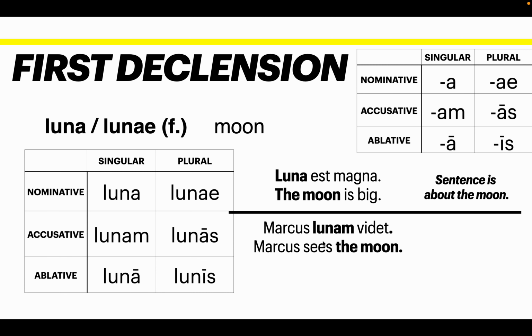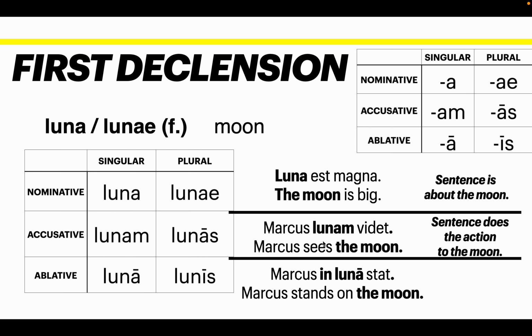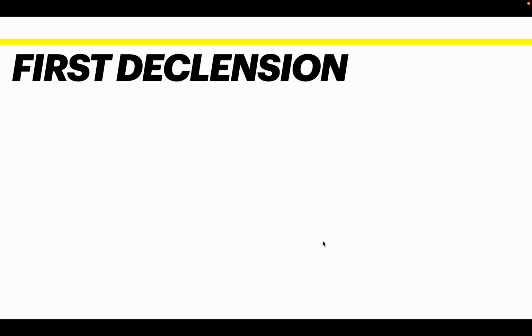Accusative would look like this in context. Marcus sees the moon. The am tells me to put it after the verb, and that tells me that the sentence is doing the action to the moon. And finally, ablative. Here we see luna with the macron after the preposition in. And so this tells me that I'm going to translate it either as by, with, in, or from, or after certain prepositions. Okay, let's quickly look at some others just to show how this concept stays consistent.